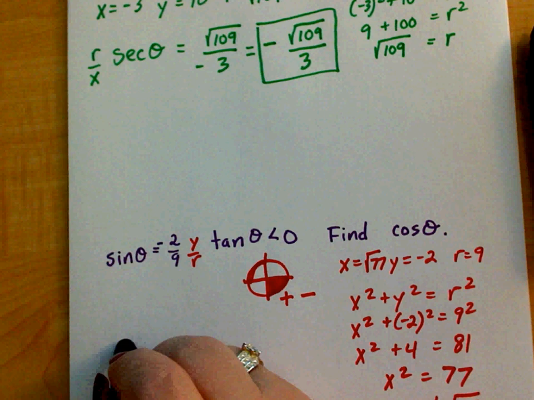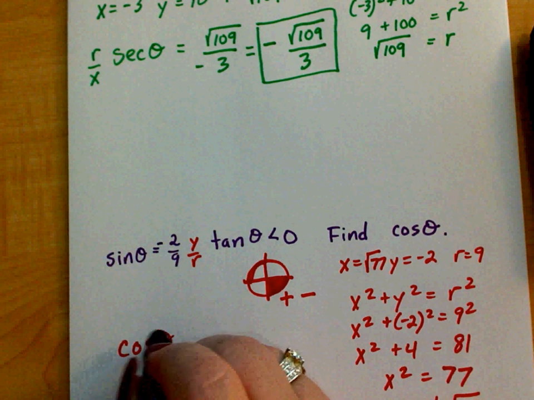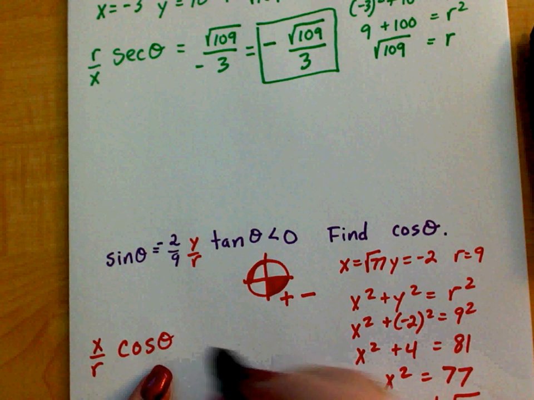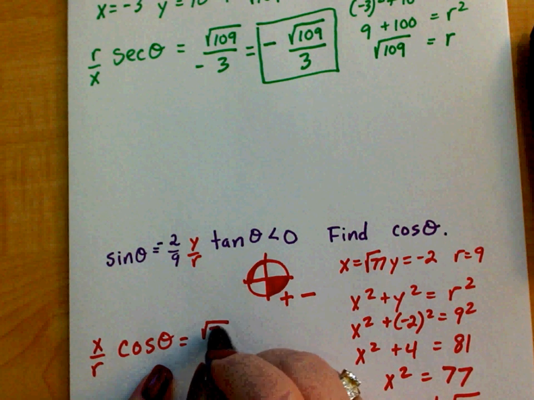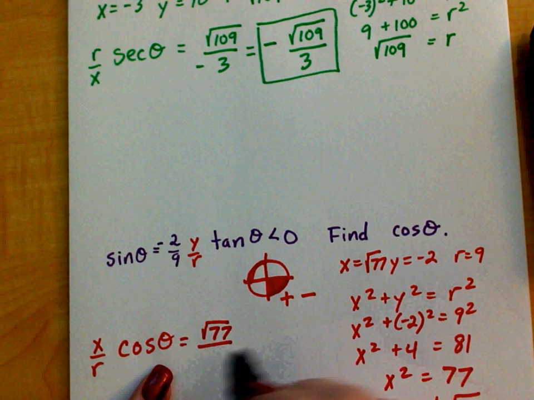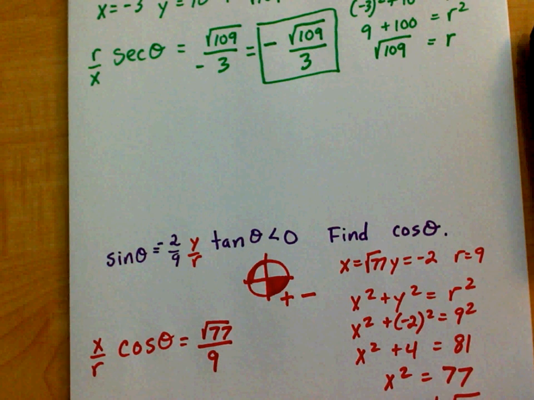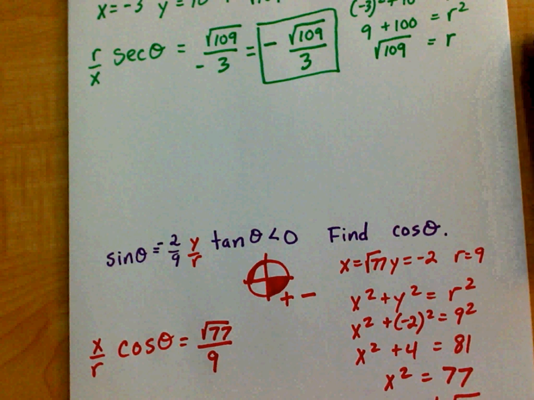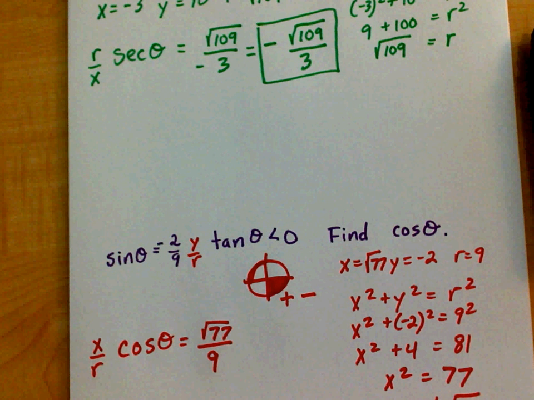They ask me to find cosine of theta, which is, remember, x over r. So I would say the answer is going to be square root of 77 over r, which is 9. So square root of 77 over 9. There we go, another XYR problem down. Not really that hard.